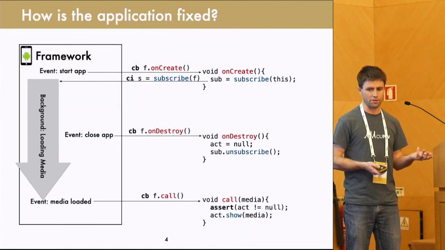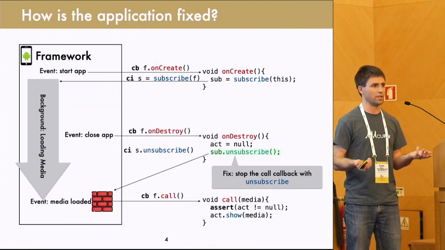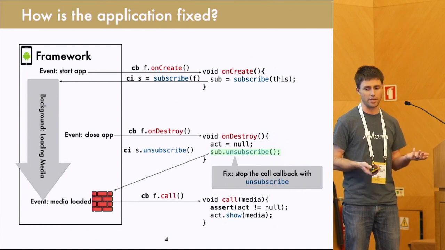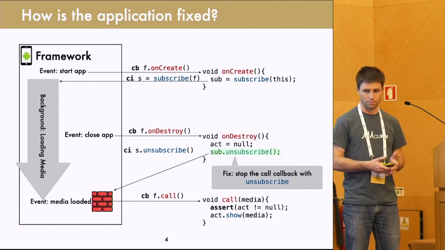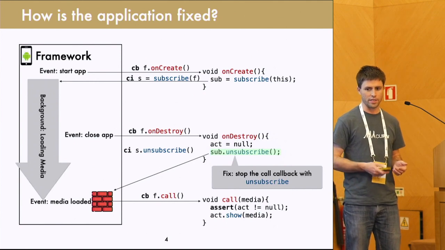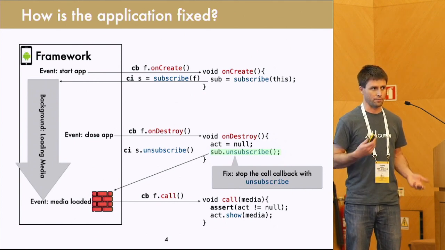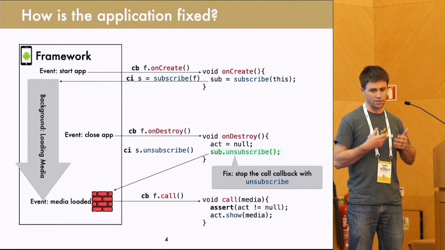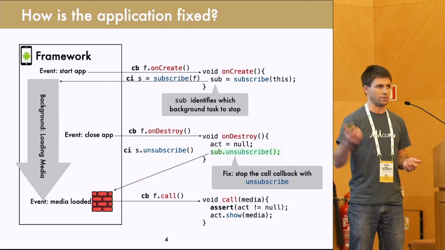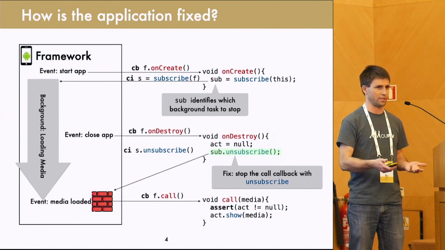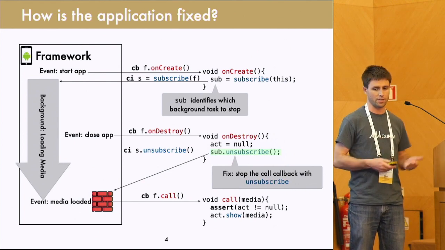So how's the application fixed? We have our single line in onDestroy that I mentioned at the beginning. And this blocks this final call. And importantly, this isn't just blocking all background tasks. It identifies the specific background task that causes the crash and stops that.